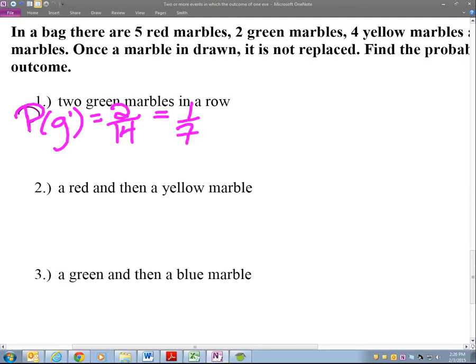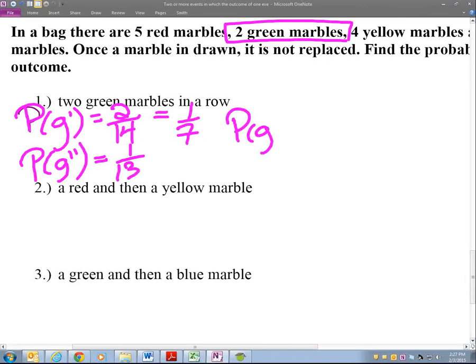Now, how about the probability of getting a green on the second draw? 2 green marbles in a row. Think about how many green marbles are left over, how many marbles total. How many green marbles are in there? 2. Then we drew one of them, right? So how many's left? 1 out of how many marbles total? 1 out of 13. Yeah.